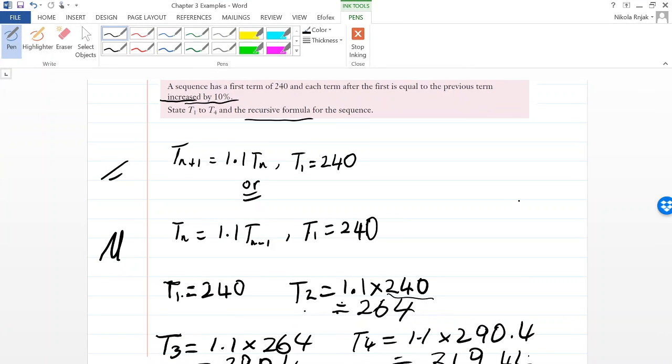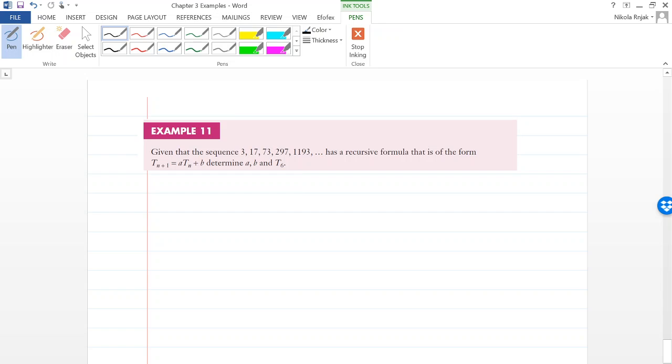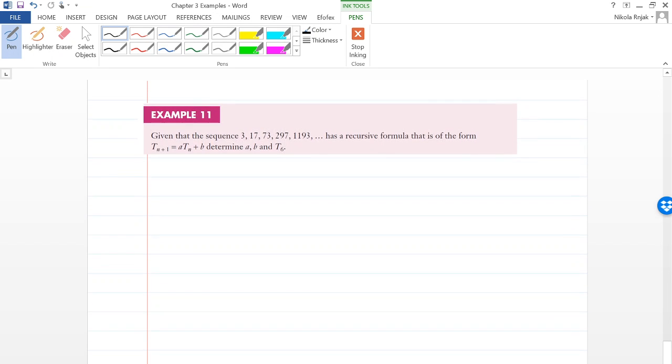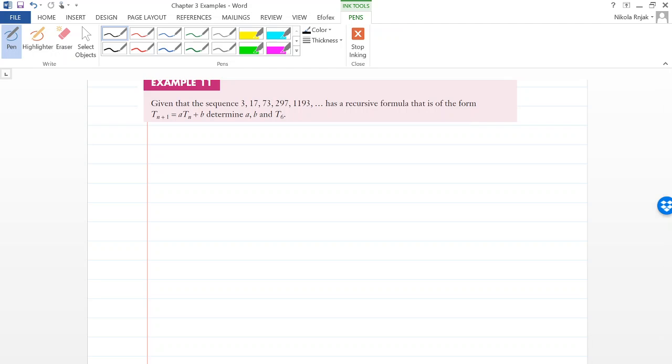Okay, and the last example, which is example 11. So this example is going to involve a little bit of algebra, simultaneous equations, which you would have seen last year in 11 apps. So given that the sequence 3, 17, 73, and so on has a recursive formula that is of the form T of n plus 1 equals A times Tn plus B, determine A, B, and T6.